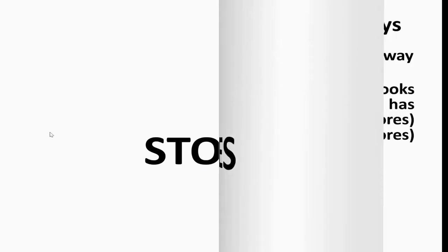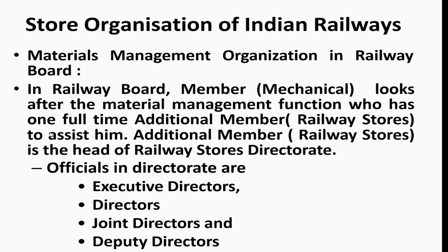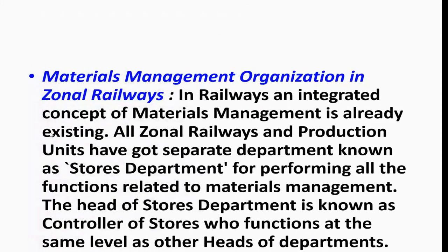STO Organization of Indian Railways. Materials Management Organization in Railway Board. In Railway Board, Member, Mechanical, looks after the material management function, who has one full-time Additional Member, Railway Stores, to assist him. Additional Member, Railway Stores, is the head of Railway Stores Directorate. Officials in the directorate are Executive Directors, Directors, Joint Directors and Deputy Directors.